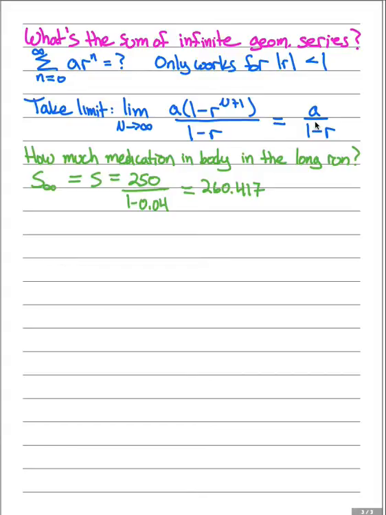So as an example, we could ask for our drug application that we were just doing, how much of the antibiotic is left in the body in the long run, if the patient keeps taking this 250 milligrams after 6 hours, essentially forever. And we apply this formula, it's just 250 over 1 minus 0.04. That's 260.417 milligrams, which is pretty close to what we had after the fourth dose, but not quite the same.